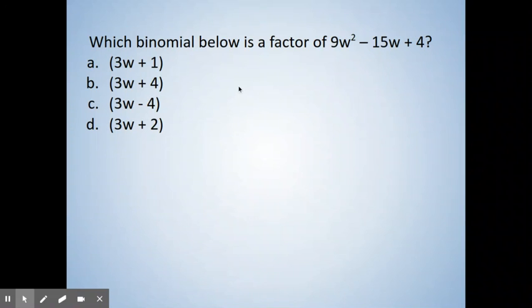So to figure this out, you can try doing some guess and check, but I think the best strategy is just to do what we've been doing, factor it out, see what the two parentheses are, and then identify which one of these is indeed a factor. Go ahead, try that now. All right, when you do that, you should be getting C for one of your two factors. It would be 3w minus 4 and 3w minus 1.